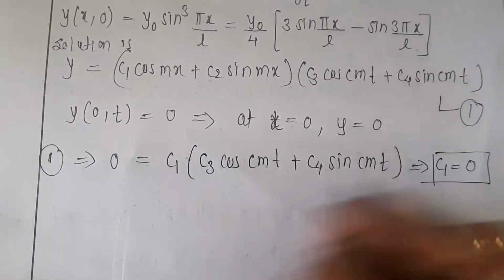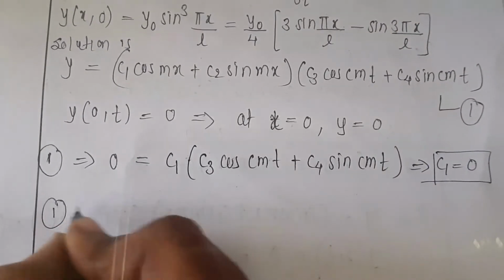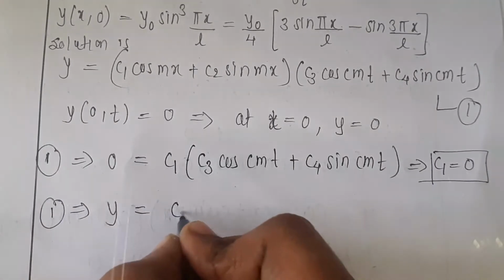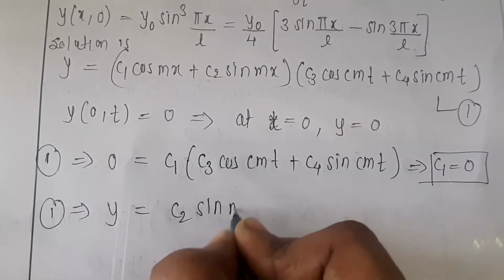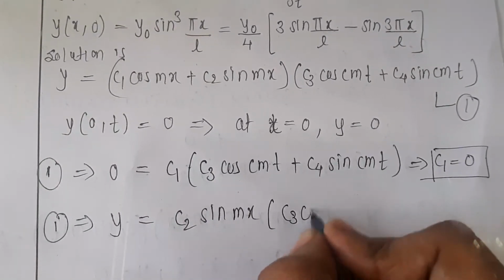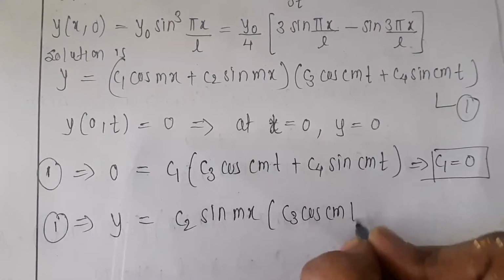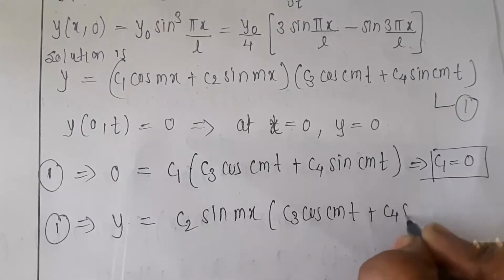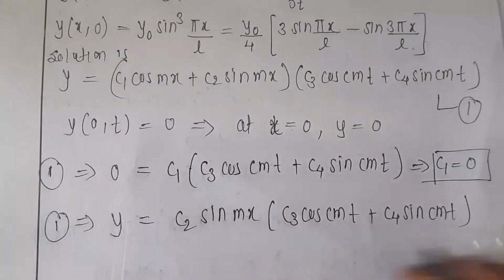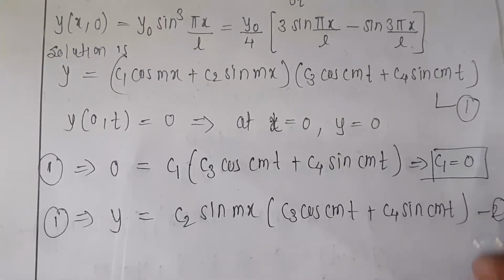So it implies c1 value is equal to 0. Once we obtain c1, put it in equation number 1: y is equal to, c1 is 0, so the remaining is c2 into sine of mx multiplied by c3 cos cmt plus c4 sin cmt. So this is the solution; call this equation number 2.